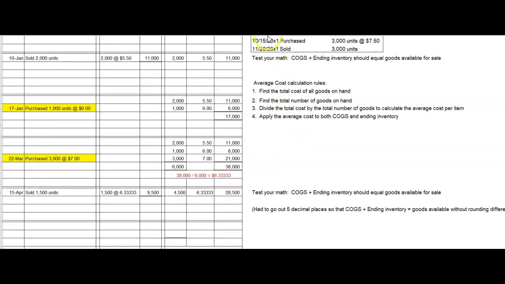The next two transactions are the October 15th purchase of 3,000 units at a cost of $7.50, and then the November 20th sale of 3,000 units. Go ahead and finish the worksheet. You will need to calculate the average cost before you get to this sale. So pause the video, do the work, come back and check your answers.